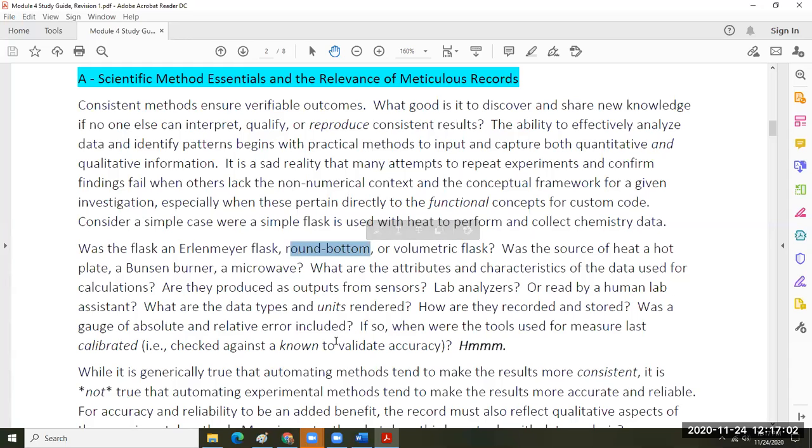Is one not wider, in terms of circular? Yeah, round bottom is basically a perfect globe, right? But Erlenmeyer is flat. So if you're laying it on a heat pad, on a hot plate, which one do you think is going to heat more evenly and more quickly? The Erlenmeyer. Absolutely, right? Silly stuff like that.